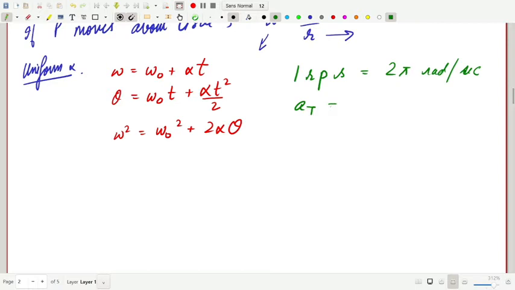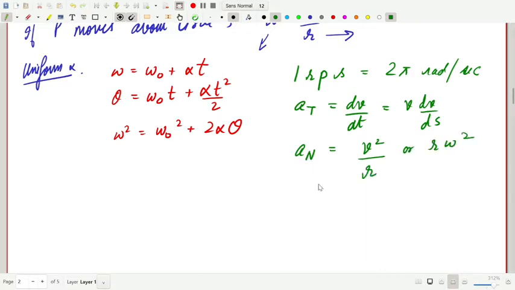Tangential acceleration is equal to dv by dt, that is v dv over ds. Normal acceleration is equal to v square over r, or r omega square, and hence acceleration is equal to under root normal acceleration square plus tangential acceleration square.